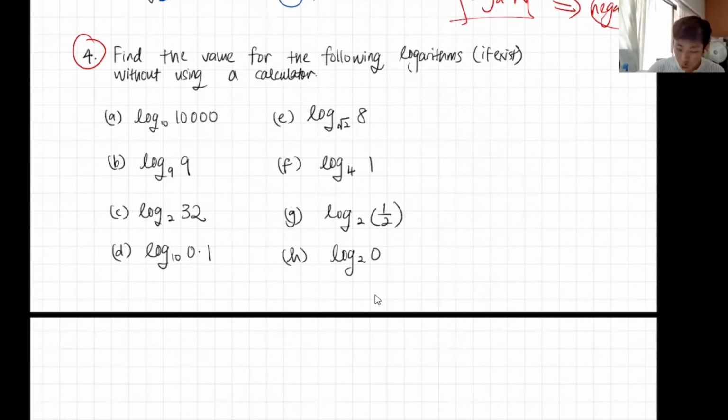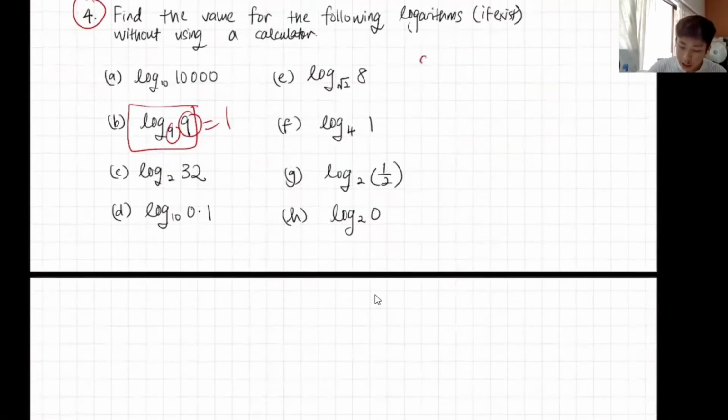Okay, let's go to B. B is very simple. When it's exactly the same, the answer is straight away equal to 1. Okay, let's go to C. C is log 2 of 32. Whenever you see questions like this, always think whether you can express this in this base or not. Why do you want to express it in the base? You cannot just accept what I tell you. You must know why I want you to change it to base 2.